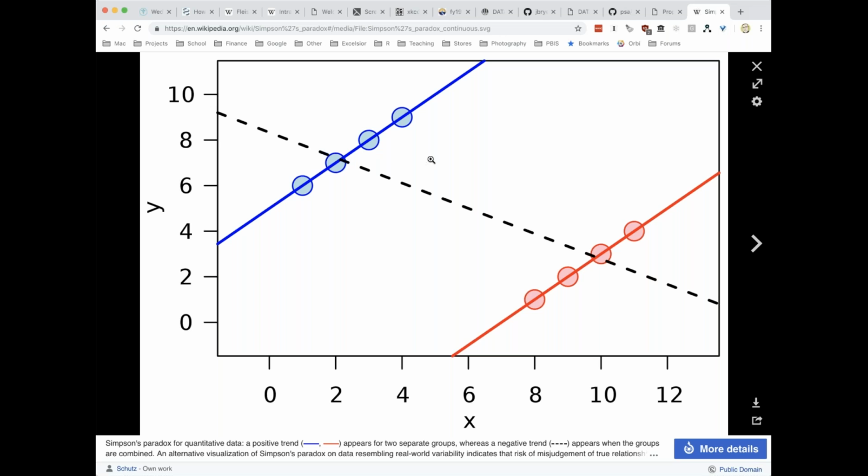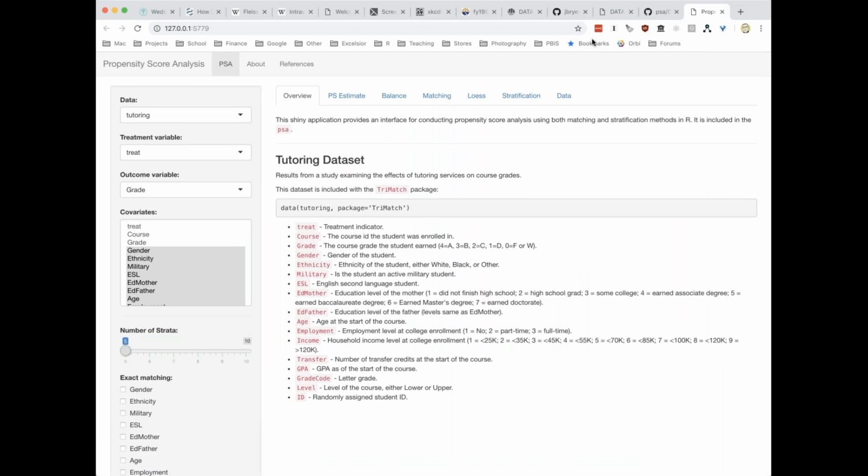Where you have just one variable or two variables in essence here, it's a little bit easier. Anyway, check out Simpson's paradox, something you should be aware of that can occur.